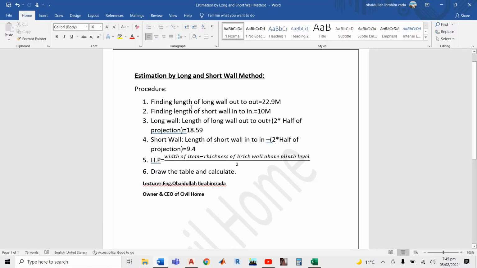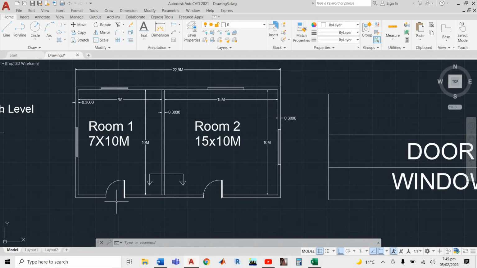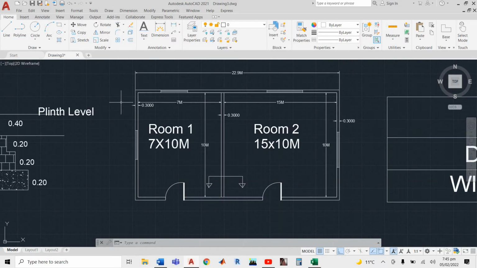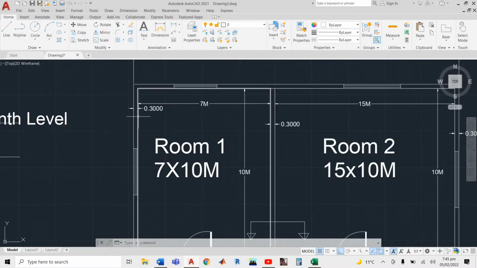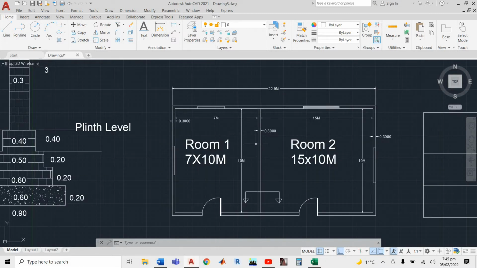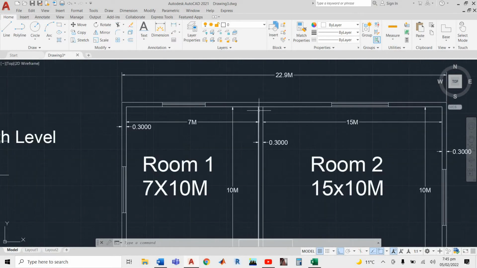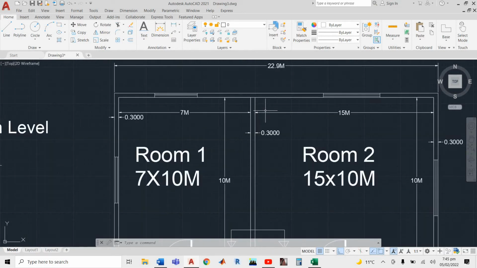Now, finding the length of the long wall out to out means finding the length of these long walls from outer to outer, from this point up to this point. So how can we calculate it? Just add 0.3, which is the thickness of the wall. The thickness of the wall is important in the long wall and short wall method, but it is much more important in the center line method. Also, we don't consider the junction in the long wall and short wall method. If you see here, we have a T junction, and the number of junctions is actually 2, but in the long wall and short wall method we don't consider junctions, while in the center line method we will.